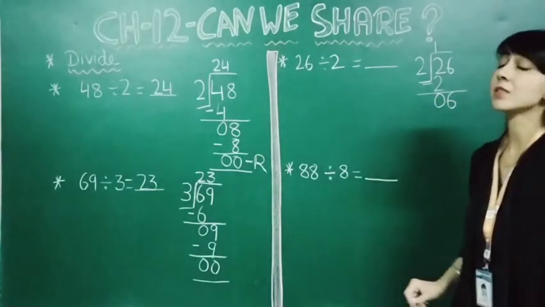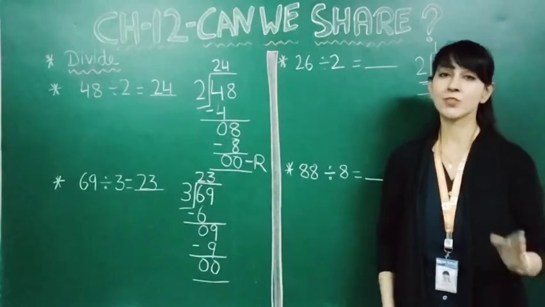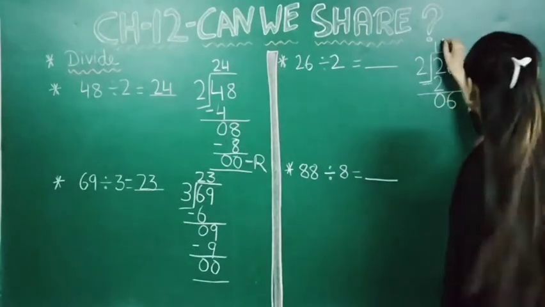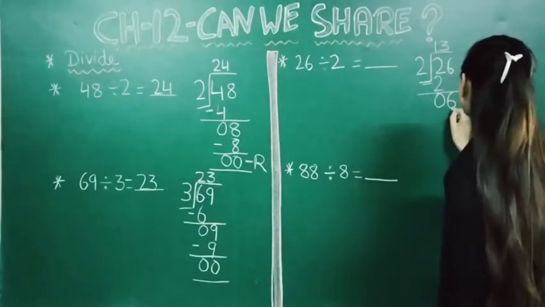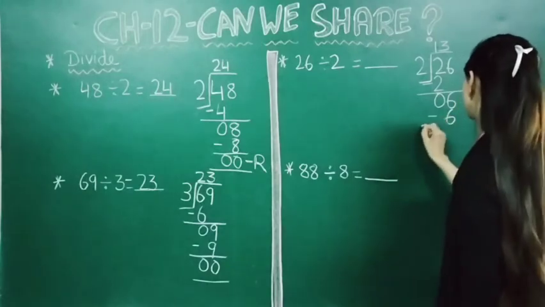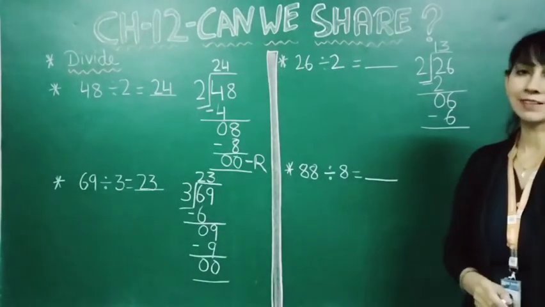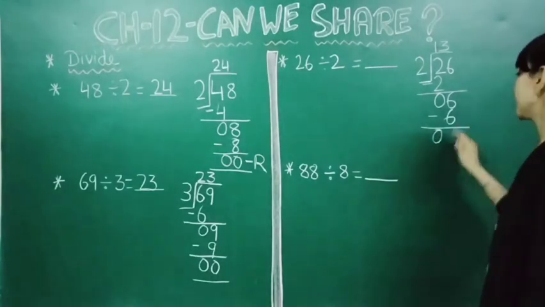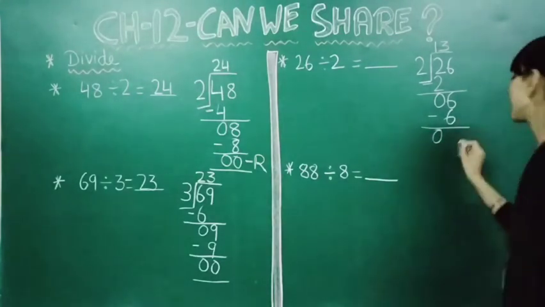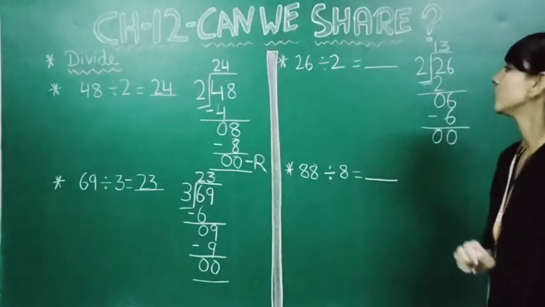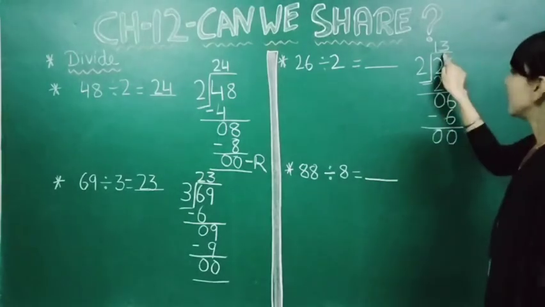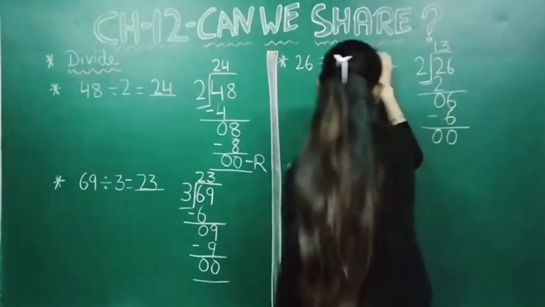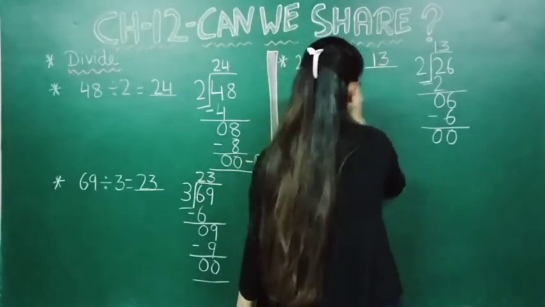Now when 6 comes in table of 2, yes, 2 3s are 6. So here we will write 3. And here we will write 6. Now we will just subtract this. Here it will come 0 only. And here 6 minus 6 is, yes, 0. So here you got answer 13. So here we will write 1, 3, 13.